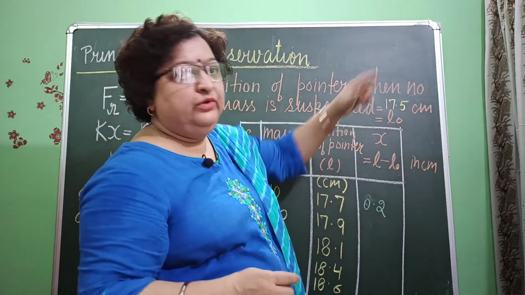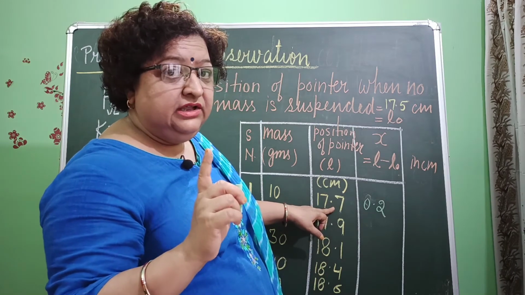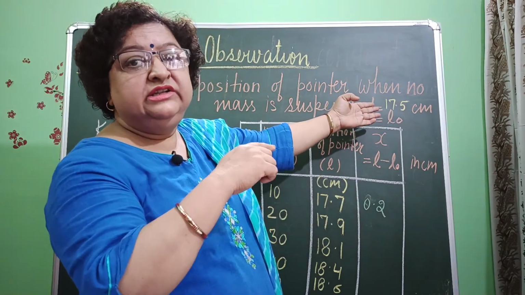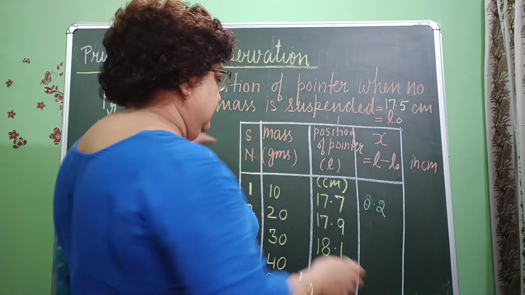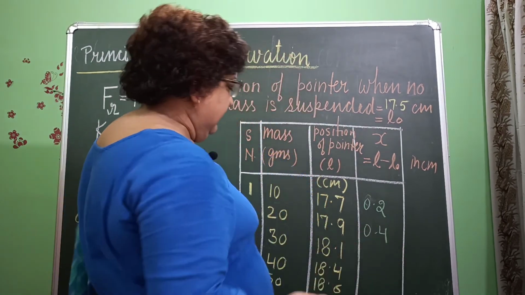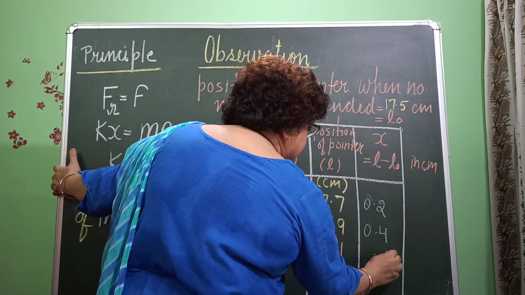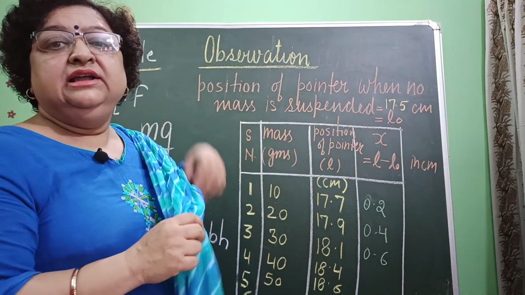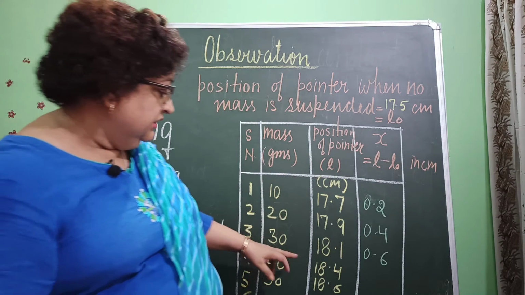Then 17.9 minus 17.5. You don't have to subtract 17.9 minus 17.7. Every time you have to subtract the new pointer reading and the original length of the spring. Then only you will get extension for that particular mass. So 17.9 minus 17.5 is 0.4. 18.1 minus 17.5. Write it here. It will be 0.6. Keep on calculating along with me and check if I am not doing any wrong calculation.